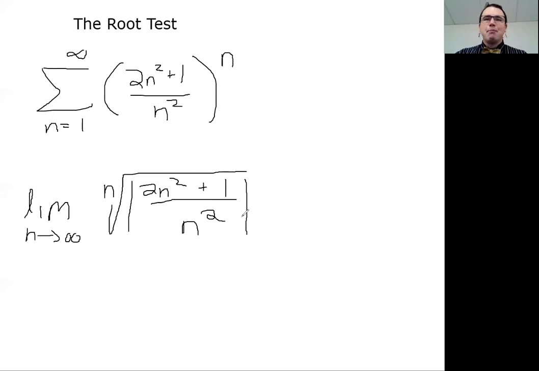These absolute values are important just in case I end up with a negative number. Negative numbers do not have square roots. They don't have fourth roots. They don't have sixth roots. Any even-powered root of a negative number does not produce a real number. It's redundant in this problem because this fraction will always produce a positive number, but it's important to remember.